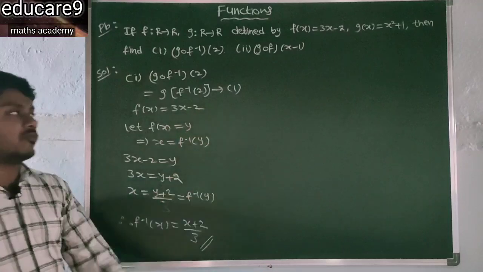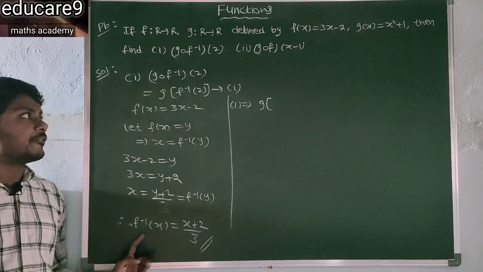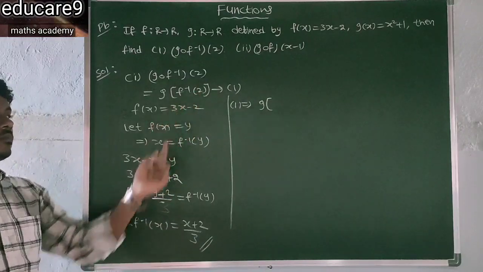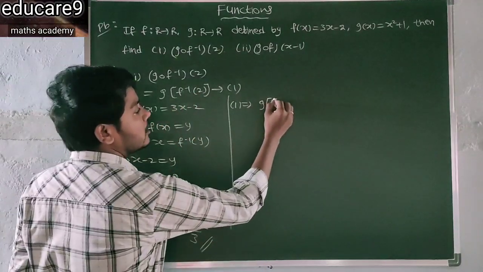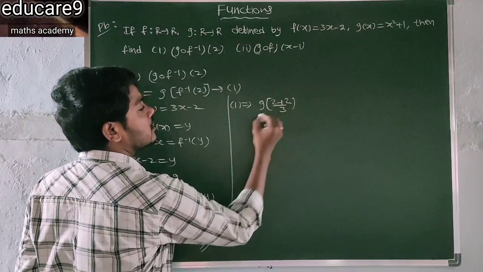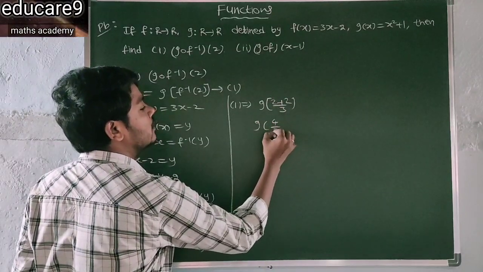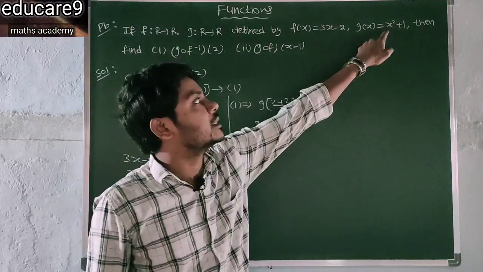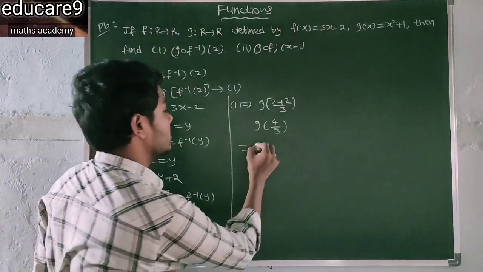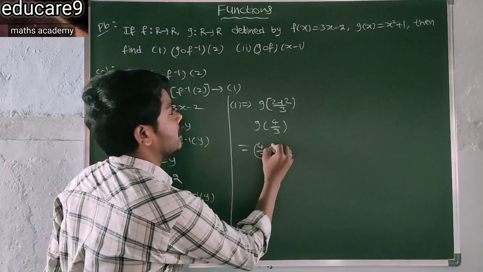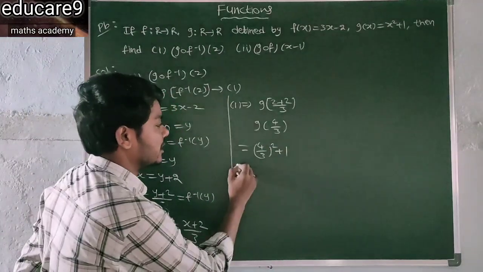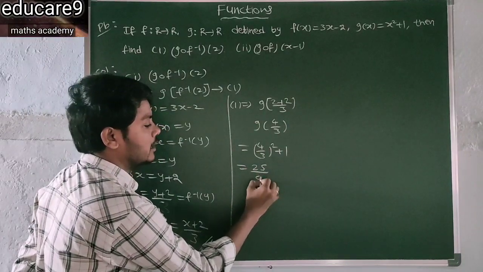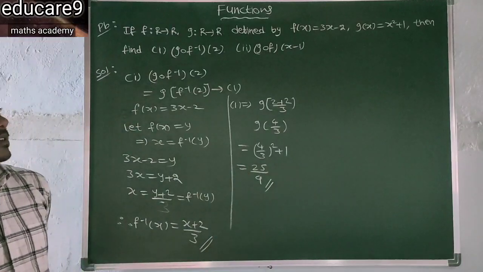Now from equation 1, we have f inverse of x, but here f inverse of 2. So replace x by 2. You get (2 plus 2) by 3. This is g of 4 by 3. Now replace x by 4 by 3 in g of x. That is (4 by 3) whole square plus 1. So clearly this is (16 plus 9) by 9, which is 25 by 9. Okay, this is the first.